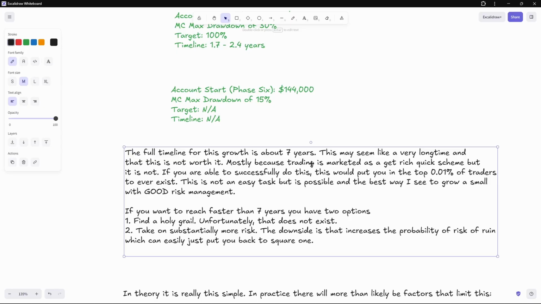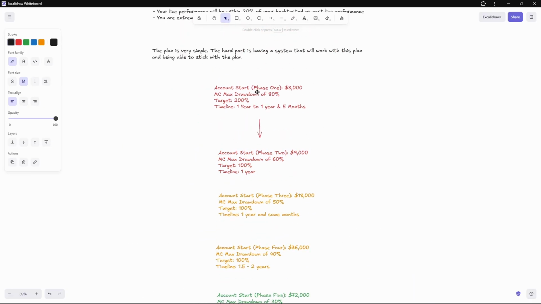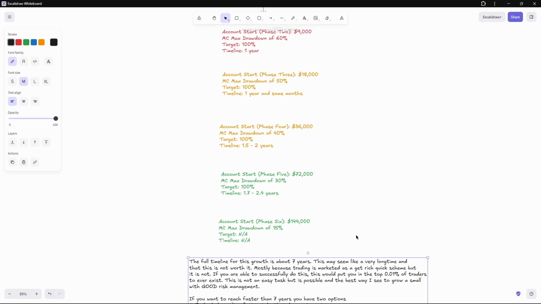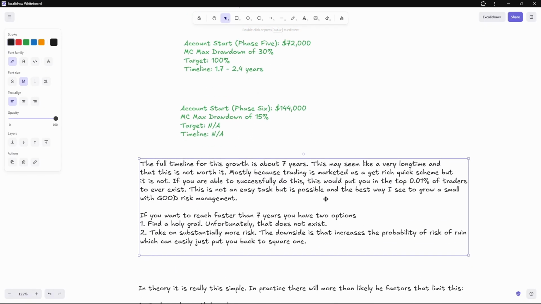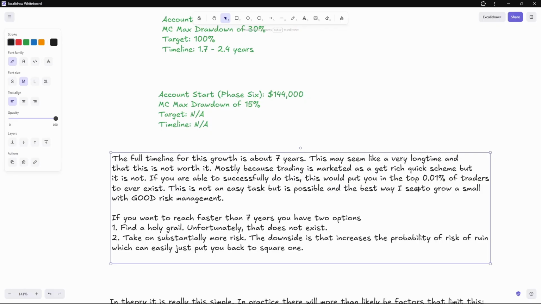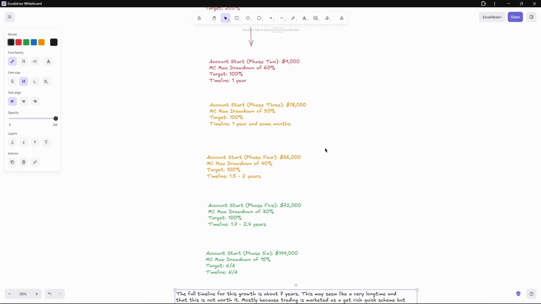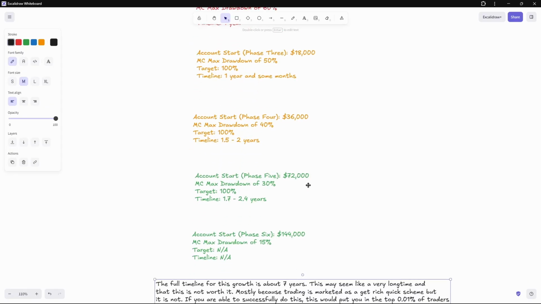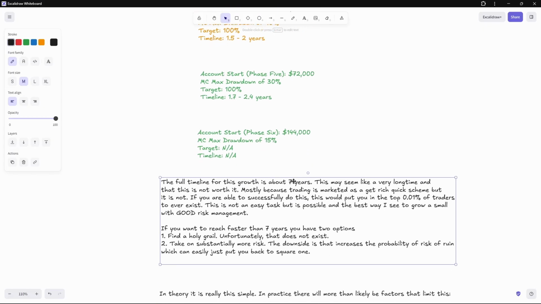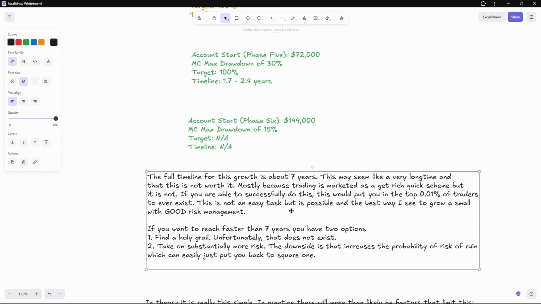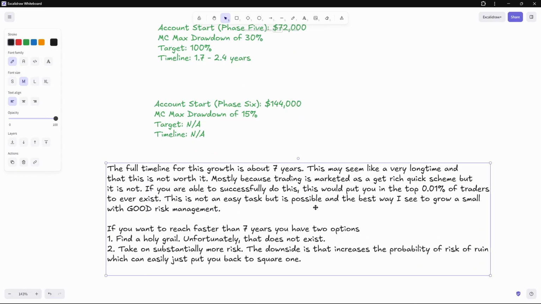So if you are able to successfully do this, which is grow your account from $3,000 to $144,000 in 7 years, this would easily put you in the top 0.001% of traders to ever exist. So understand that doing this is not an easy task. Marketing gurus and trading gurus will tell you that you can grow your $100 account into $100,000 in no time, but trust me, the math does not agree with that. That is not an easy task to do. The probability of that occurring is extremely low. So it is not easy to do, but it is possible.